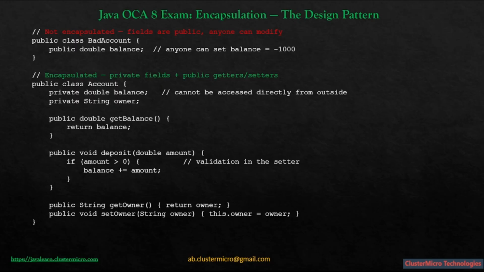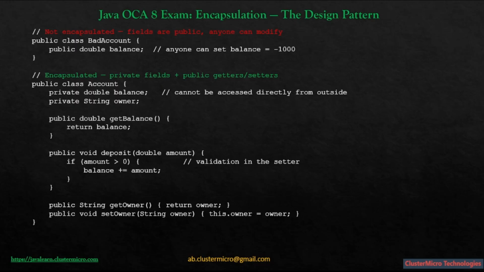So no external code can bypass this rule, because balance is private and the way in is through this method only. Okay, this is the key benefit of encapsulation. The validation logic lives in one place inside the class. Every path that modifies balance goes through the same check. You cannot accidentally or maliciously corrupt the balance by bypassing the deposit method.